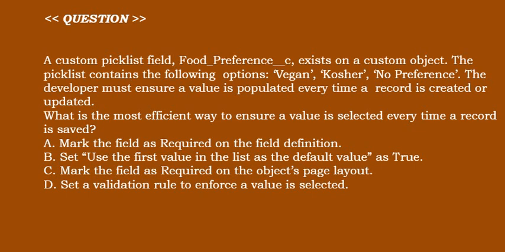Option A, mark the field as required on the field definition. Option B, set use the first value in the list as the default value as true. Option C, mark the field as required on the object's page layout. Option D, set a validation rule to enforce a value is selected. Correct answer is option A.